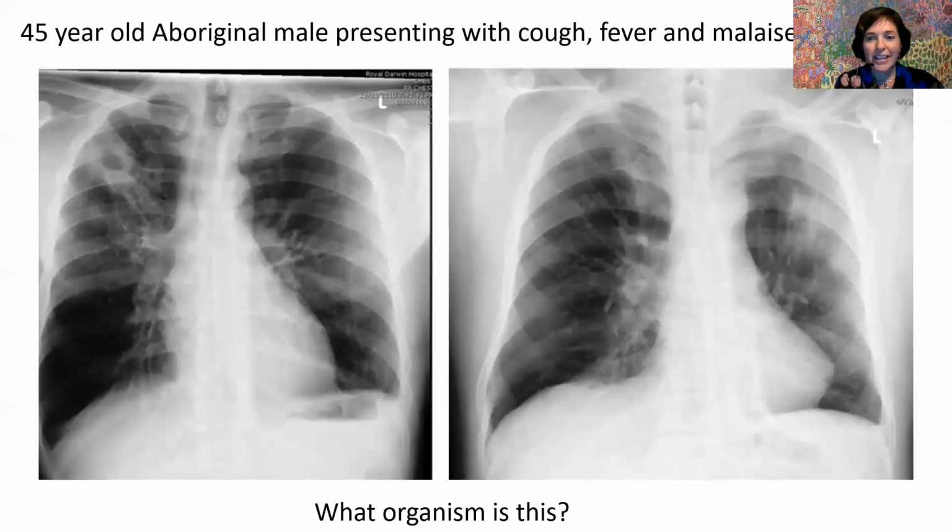So here are a couple of X-rays showing an infection with the same organism. The clinical story for the first X-ray is that this is a 45-year-old Aboriginal male presenting to Royal Darwin Hospital with cough, fever and malaise for a week. What organism do you think this is? The options I was going to give you for what these organisms might be, obviously this is a bit of a trick question. When you look at this, you think tuberculosis.